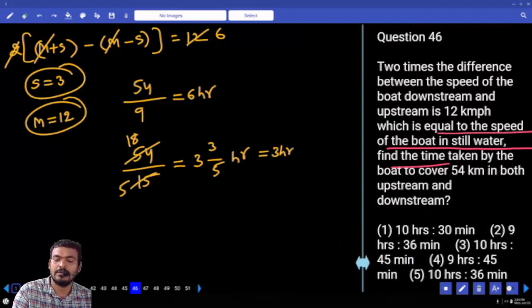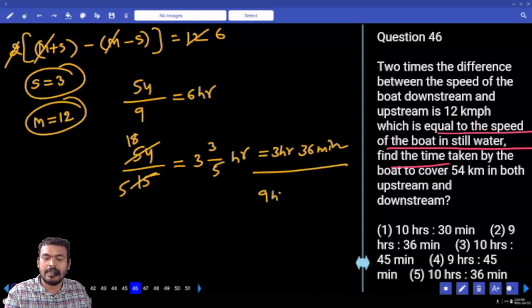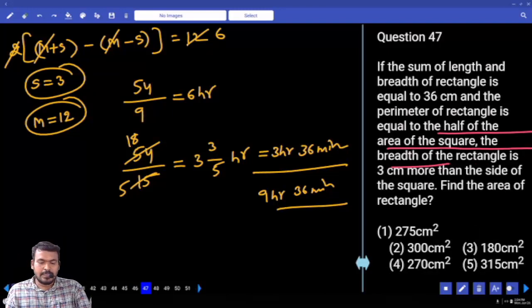How many minutes? 36 minutes or 45 minutes? 36 minutes. What is the first case time? 6 hours. Second case time? 3 hours 36 minutes. What is the total time? 9 hours 36 minutes. Next question number 47.